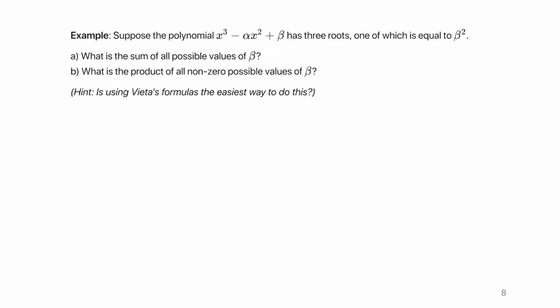Let's work through this one. Suppose the polynomial x cubed minus alpha x squared plus beta has 3 roots, one of which is equal to beta squared. What is the sum of all possible values of beta, and what is the product of all non-zero possible values of beta? Okay, and look at the hint, because there's both a very easy way to do this and a very complicated way to do this. They both arrive at the same result. But I don't want to give away the trick. But discuss it again with the people near you.